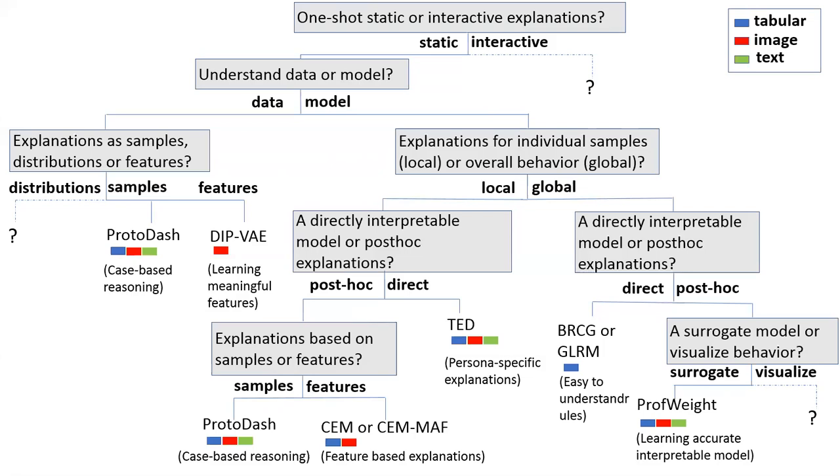So what we have in this taxonomy is that at the top, as you can see, we have 2 branches, one for static and the other is interactive. What we mean by interactive explanations is essentially if you can go back and forth. The current version of the toolkit has mostly static explanations, and so the question mark indicates that contributions for interactive explanations would be highly sought after.